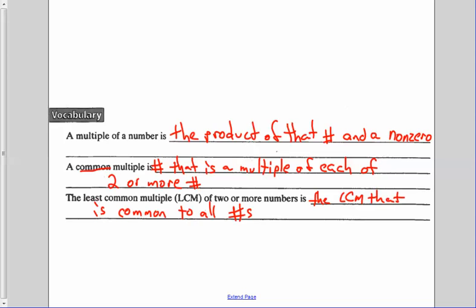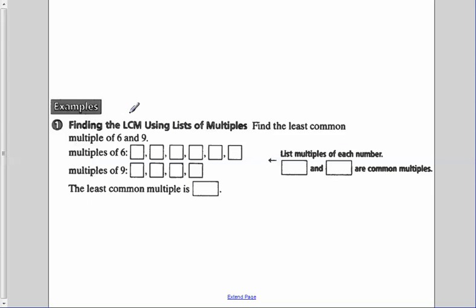So let's take a look at an example. Find the LCM using lists of multiples. So we're finding the multiples of 6 and 9. So we look through the multiples of 6. So 6 times 1, 6. 6 times 2 is 12. 6 times 3 is 18. 6 times 4 is 24. 6 times 5 is 30. And 6 times 6 is 36. And we could keep on going, but it's always good to start off with a few and then see if there's anything in the first few that would be the least common multiple.